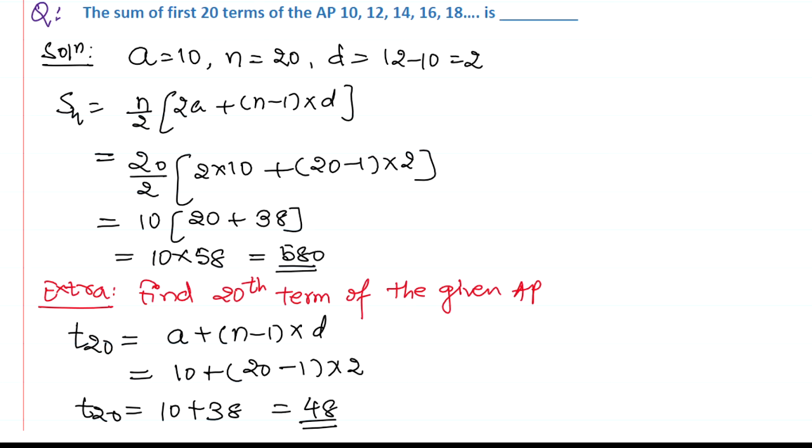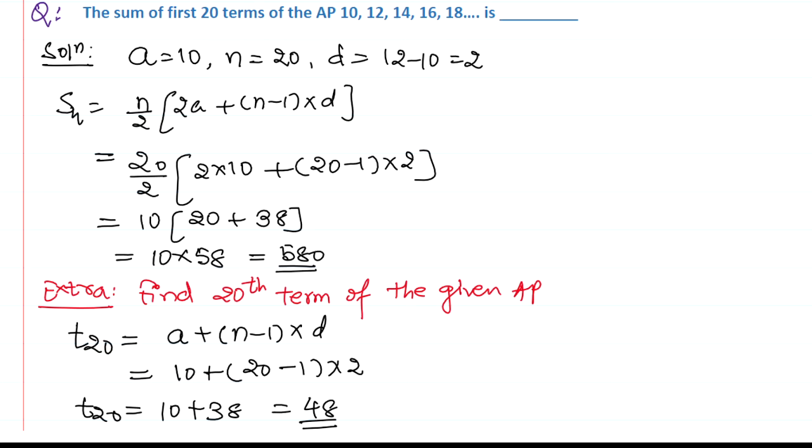On simplification, 20 divided by 2 is how much? 10. Inside the bracket, 2 into 10 is 20, and 19 into 2 is 38. So 38 plus 20 is 58, into 10 is 580. So what do I get? 580 is the sum of the first 20 terms of the given series 10, 12, 14, 16 and so on.